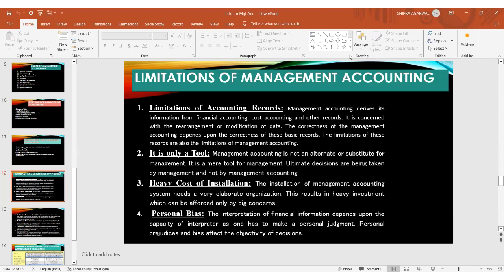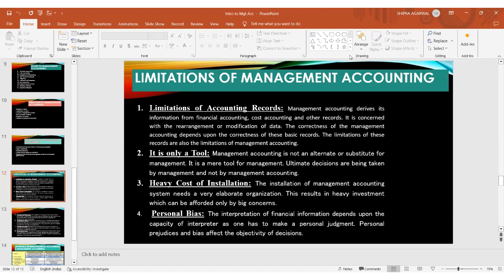Secondly, it is only a tool. It is not going to give you a straightforward solution. The ultimate decision has to be taken by the management and not by management accounting. So in this case, it will only provide you with the information. It will tell you these are the alternatives, and it will help you in evaluating all the alternatives, right? So it will just act as a tool to provide you with the information. But whatever decision has to be taken, the analysis part and the decision part has to be done by the management people.